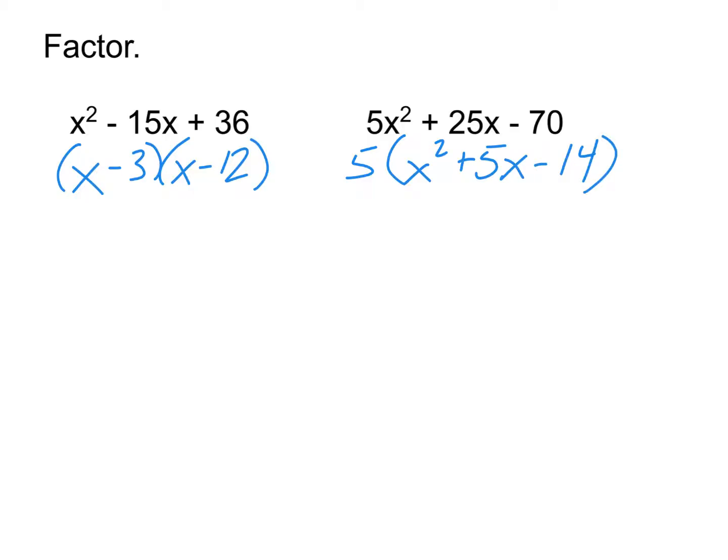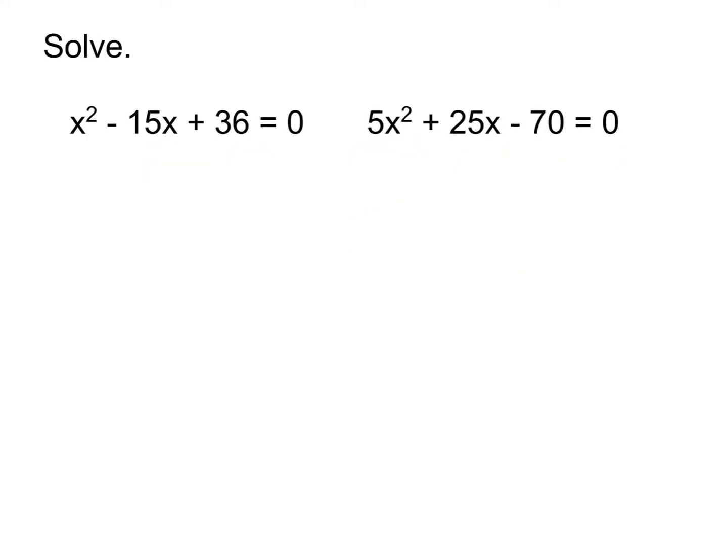Now we look at that quadratic inside the parentheses and we see, can I factor that further? And we can, because it is a quadratic and there's two numbers that add to 5 and multiply to negative 14. The 5 is still going to just linger out front. And then the two numbers that add to 5 and multiply to negative 14 are negative 2 and 7. And so there's your final answer.